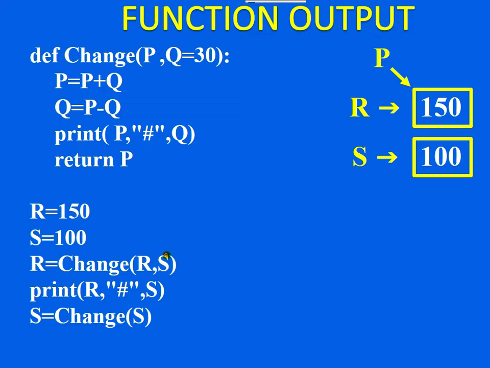Now the second argument is passed to second parameter. What is the meaning of q is equal to 30? Suppose if the second argument was not given, then the default value 30 comes in variable q, and if the second argument is given, that comes in variable q. So this is very important. Here in this example, the second argument is given, so variable s is passed to variable q. Now this default is meaningless. It is meaningful if the second argument was not given; then 30 comes in variable q.